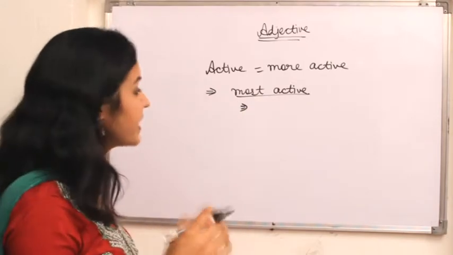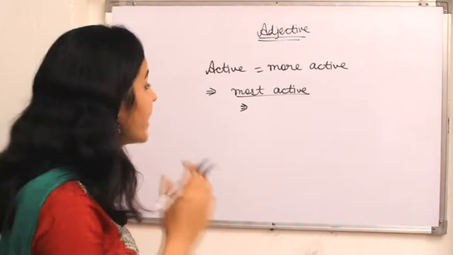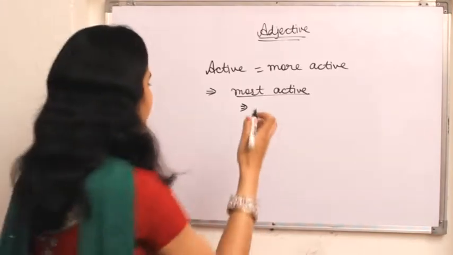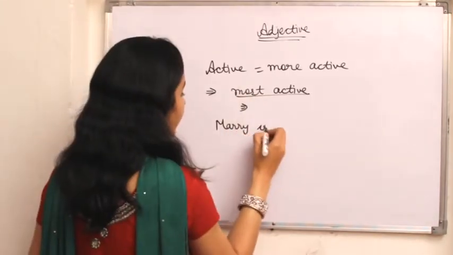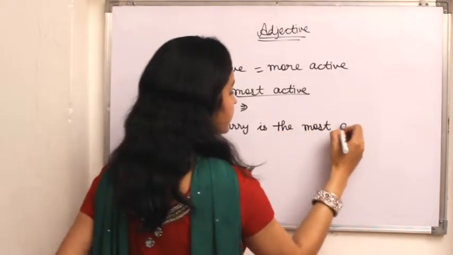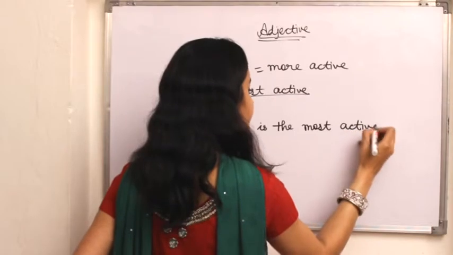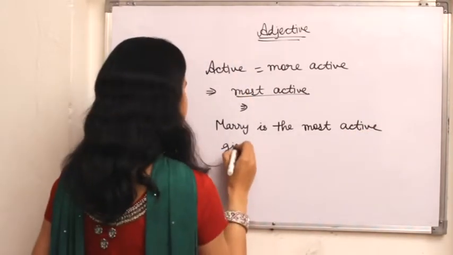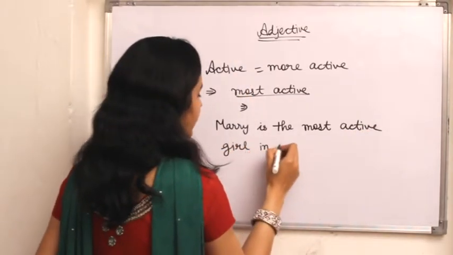And now I explain all these terms by using a sentence, which is Mary is the most active girl in the class.